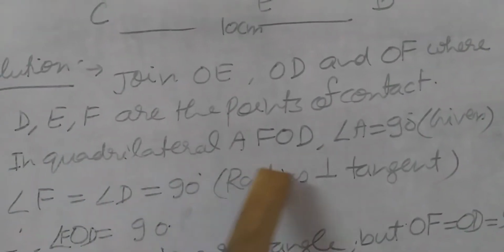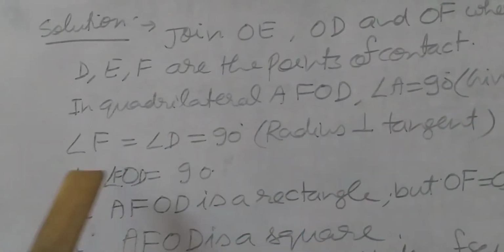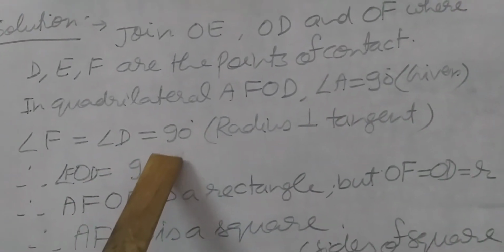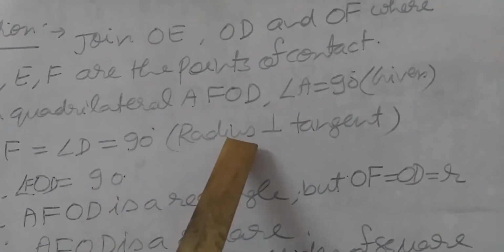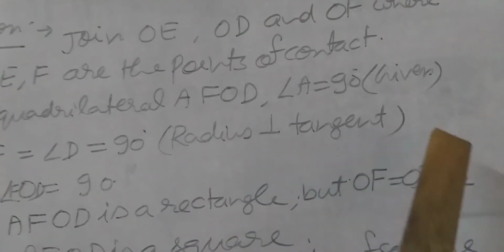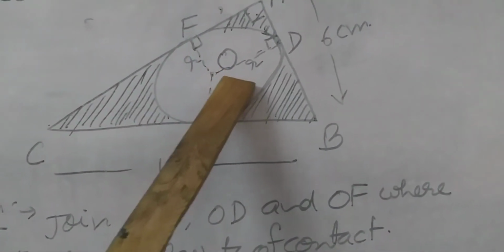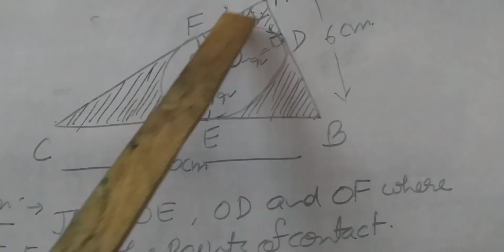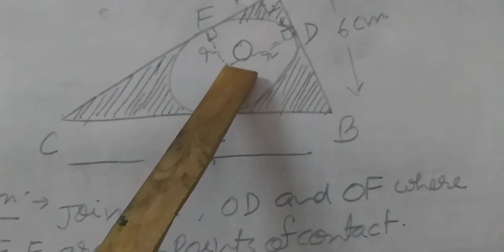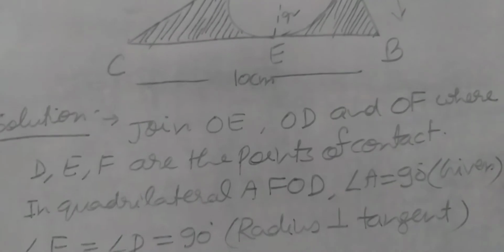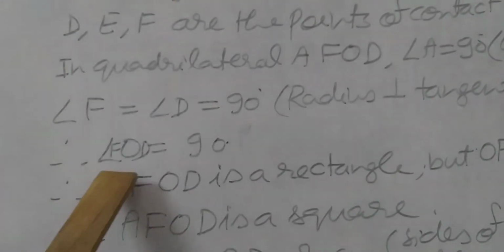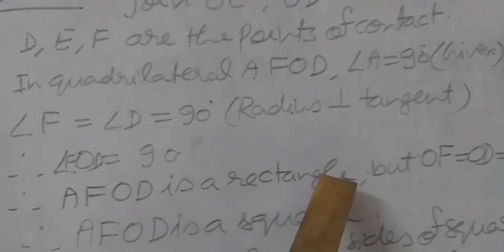In the quadrilateral, angle A equals 90 degrees, angle F equals angle D equals 90 degrees, because we know that the radius is perpendicular to the tangent. Then angle FOD is also 90 degrees, because as I told you just now, when 3 angles are 90 degrees, then the last angle of the quadrilateral will also be 90 degrees. So AFOD is a rectangle.